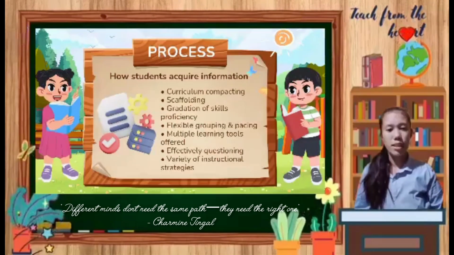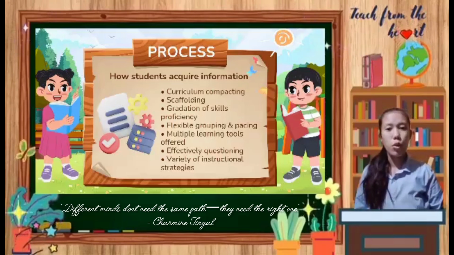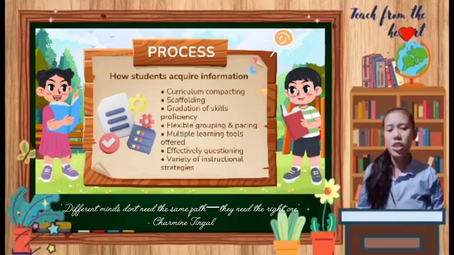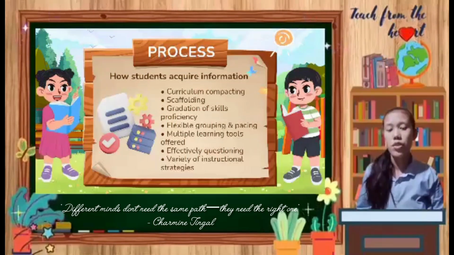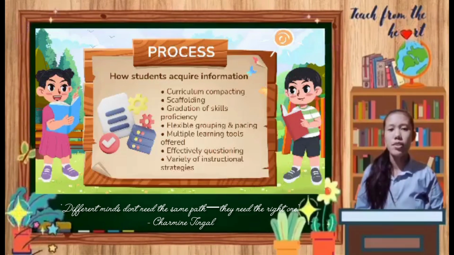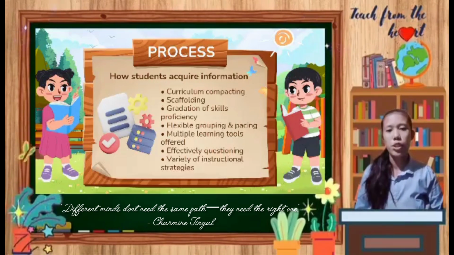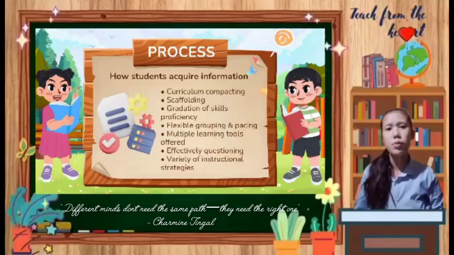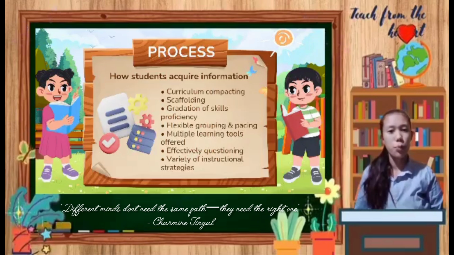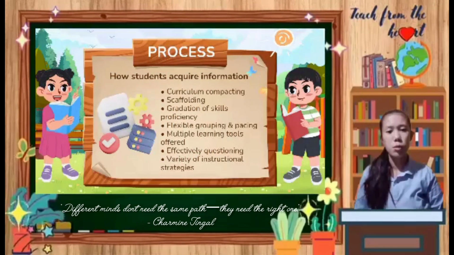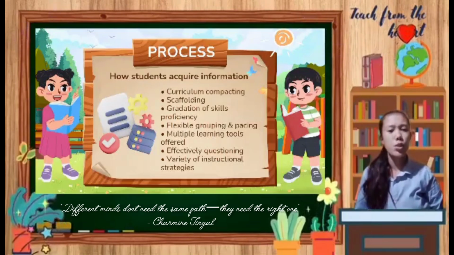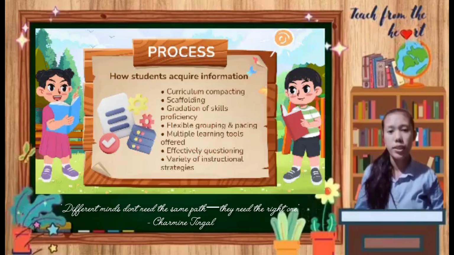So the next is the process. In terms of the process, which is how students engage with and acquire new information, teachers use several strategies to support diverse learners. Curriculum compacting is used to streamline learning for students who have already mastered certain material, allowing them to move ahead or explore topics more deeply. Scaffolding is provided for students who need additional support, breaking down tasks into manageable steps. Skills are taught with a gradual increase in difficulty, ensuring students develop proficiency over time.